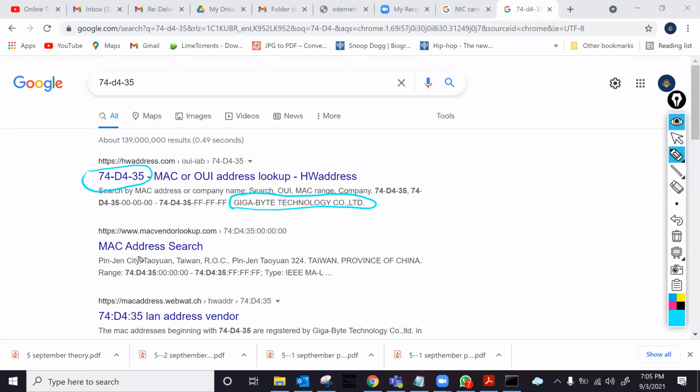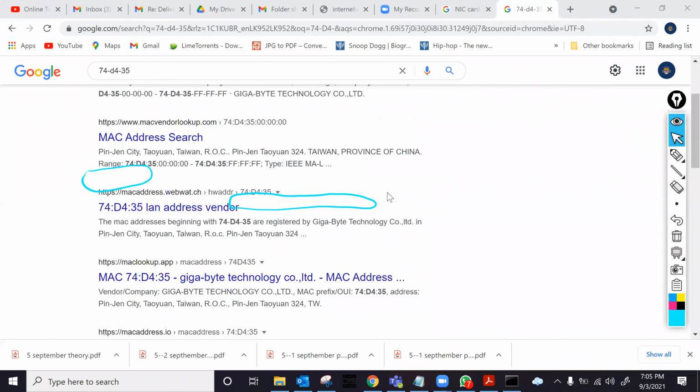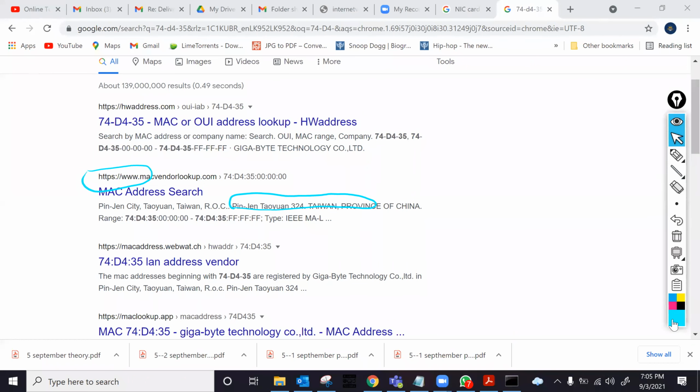That's how it is checked. You can see here: the MAC addresses beginning with 74D435 are registered by Gigabyte Technology. So what's your company? It's Taiwan, country.